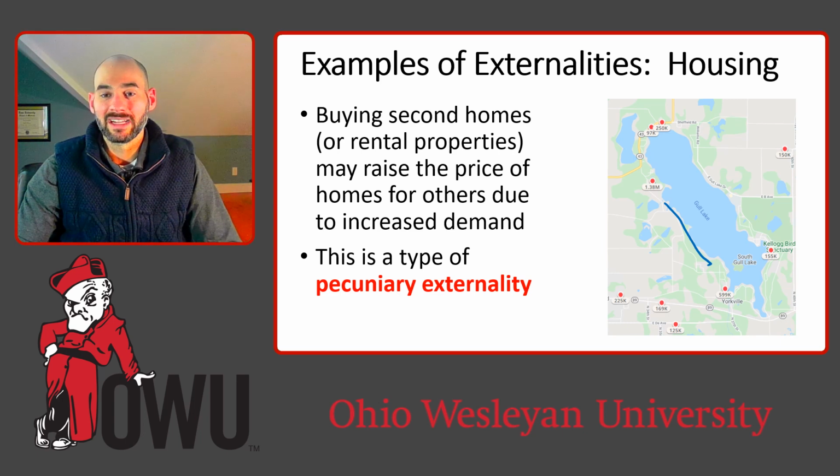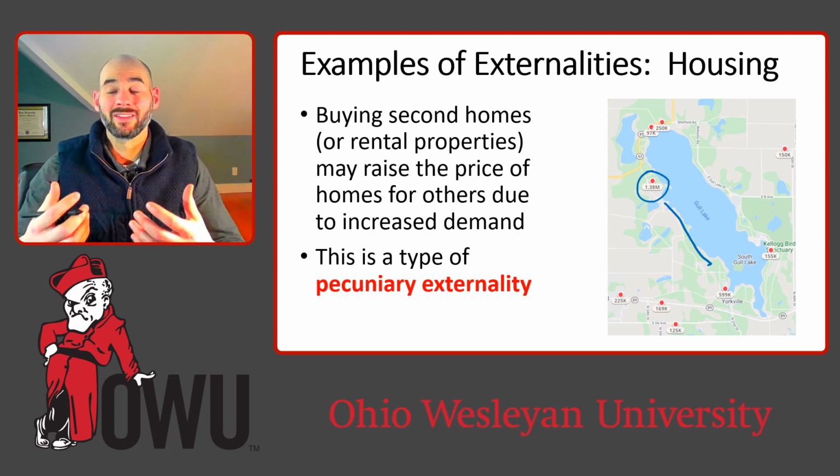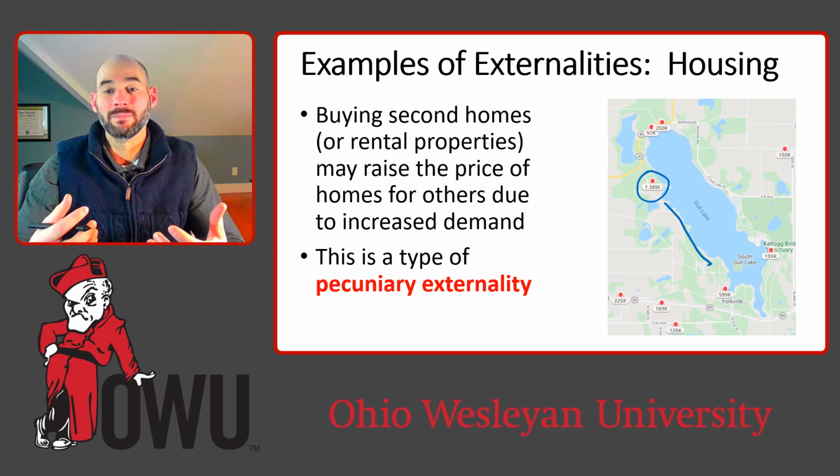And so you get homes like this one right here for $1.3 million, even though if you put it out in the middle of Berrien County, it would be worth, I don't know, $300,000 or less. And those people buying those vacation homes, second homes, have a direct impact on the social welfare of other people in that market who are looking for primary homes. And so that's what we want to think of with pecuniary externalities.